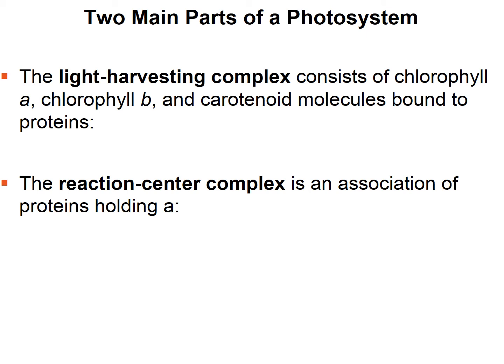The reaction center complex is an association of proteins holding a special pair of chlorophyll A molecules and a primary electron acceptor. The pair of chlorophyll A molecules can use the energy from the light harvesting complex, boost one of their electrons to a higher energy level, and transfer it to a primary electron acceptor.